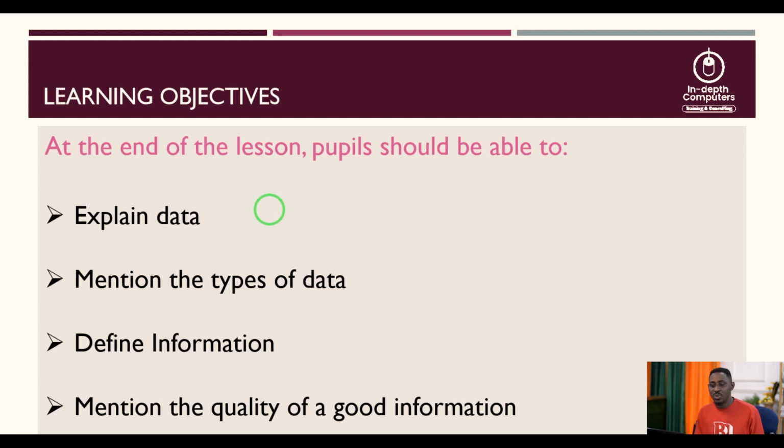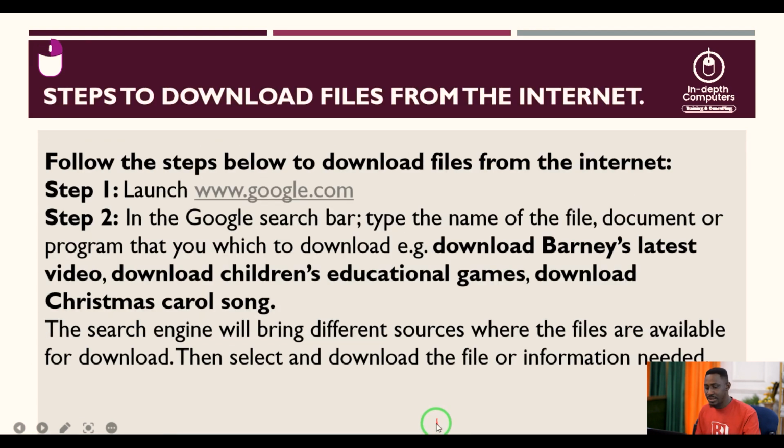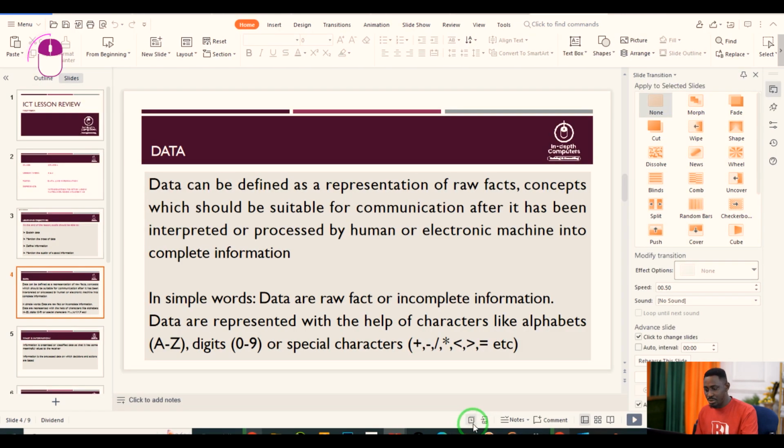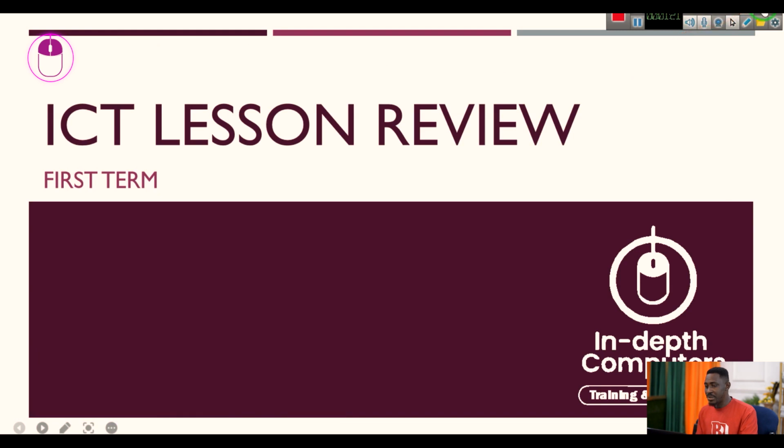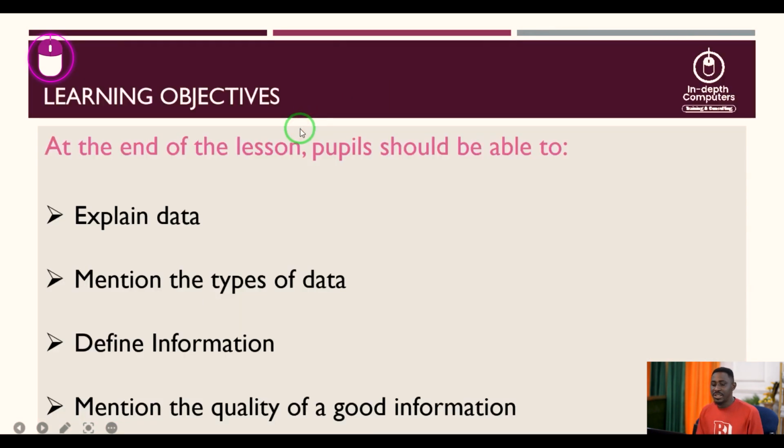At the end of this lesson, we're expected to know the following things. We're expected to be able to explain what data is all about. We're supposed to mention different types of data. We're supposed to define information and mention the qualities of good information.